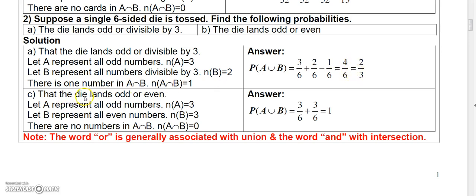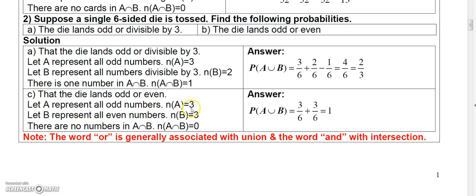Now this one's a little bit silly. The probability that the die lands odd or even, you probably can already figure out that that probability has to be 1, because if you toss a die, it's got to land odd or even. But let's just look at it via the formula.